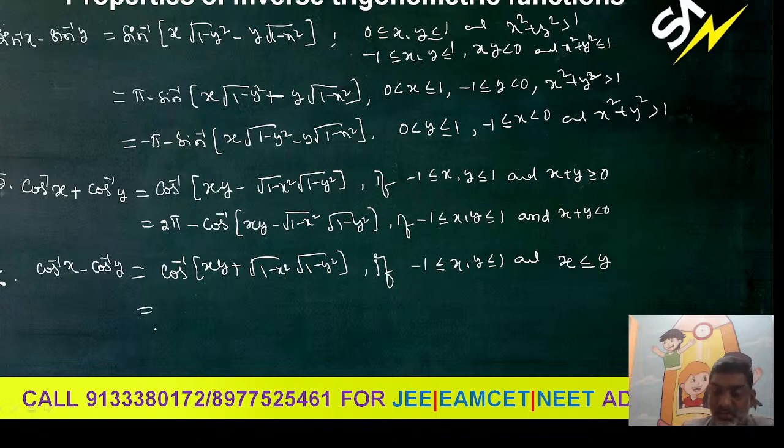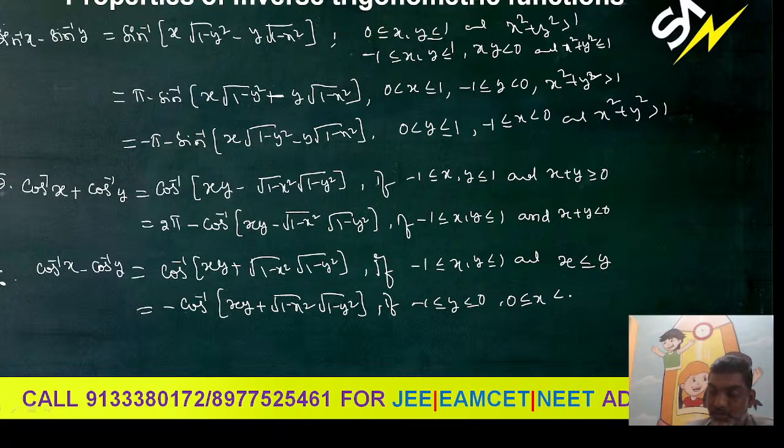Next, one more formula in this, cos inverse of x minus cos inverse of y is equals to minus cos inverse of xy plus under root of 1 minus x square into under root of 1 minus y square, where what are the conditions? Minus 1 less than or equals to y less than 0, comma 0 less than or equals to x is less than or equal to 1, and x is greater than or equal to y. So these are the two formulas for cos inverse of x minus cos inverse of y.